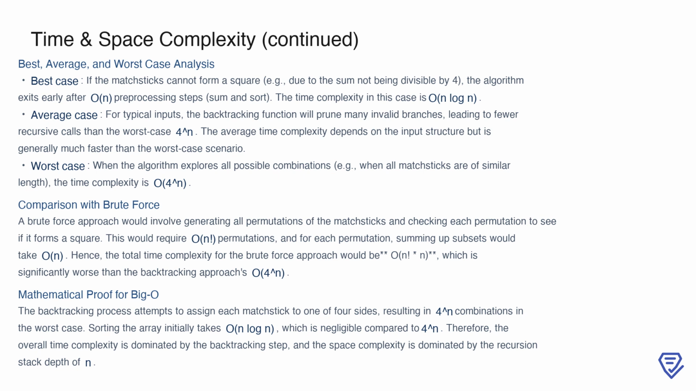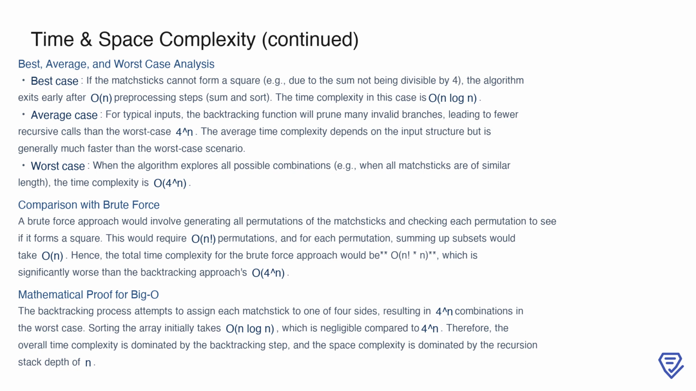In the average case, the algorithm effectively prunes invalid branches during backtracking, resulting in far fewer recursive calls than the theoretical maximum of 4 to the power of n. This makes the average case time complexity much faster than the exponential worst case, though the exact performance depends on the input. Finally, the worst case occurs when the algorithm must explore all possible combinations of matchstick placements, such as when the matchsticks are of similar length, leading to a time complexity of O(4 to the power of n). Comparing this to a brute force approach, which would require O(n!) permutations with O(n) to verify each, backtracking with O(4 to the power of n) is significantly more efficient.